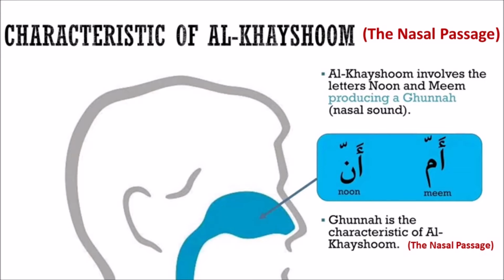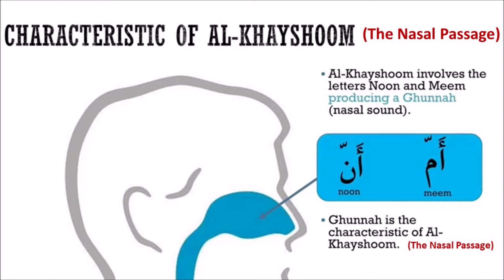In this lesson, we will be covering al-khayshum to understand the meaning of Ghunnah and its application. So what does al-khayshum mean? Al-khayshum means the nasal passage. What is the characteristic of al-khayshum? Al-khayshum involves the letters noon and meem, producing a Ghunnah nasal sound. Ghunnah is the characteristic of al-khayshum.